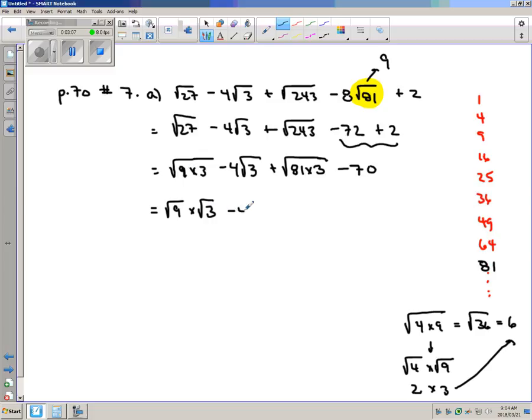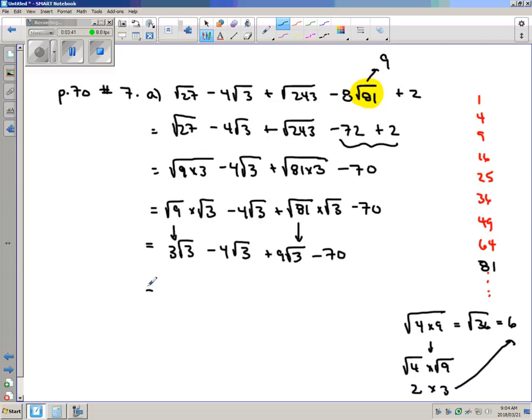This one I'm going to leave, just that 4 root 3. This I'm going to rewrite as root 81 times root 3, splitting this up into two separate roots, and I'm rewriting my 70. Root 9 is just 3, so here you are at 3 root 3. Over here, I'm just rewriting my 4 root 3. And then root 81 is what? That's a 9. Don't forget that it's multiplying a root 3, so there's a root 3 attached to that 9. And then you have your minus 70.